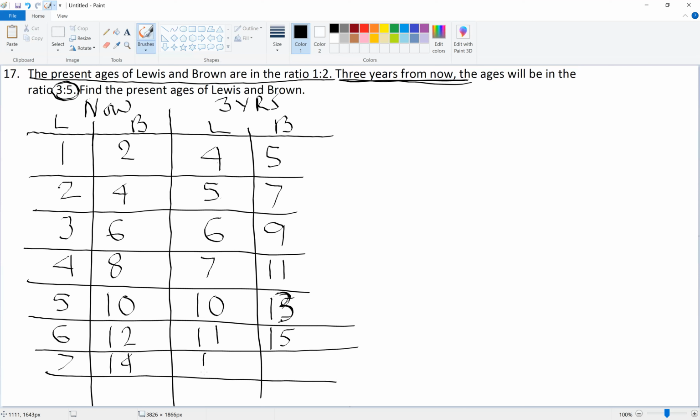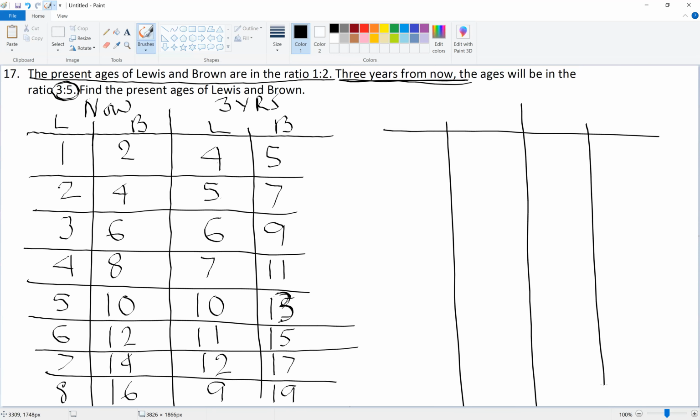Next is 7, 14, and 12, 17. And then 8, 16, 9, and 19. Did we have the ratio yet? No. So what is next?